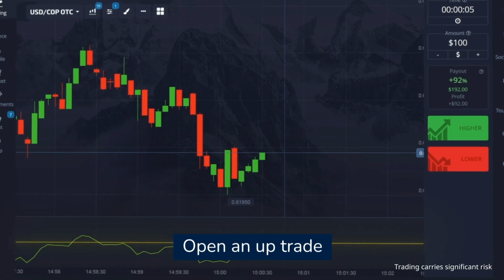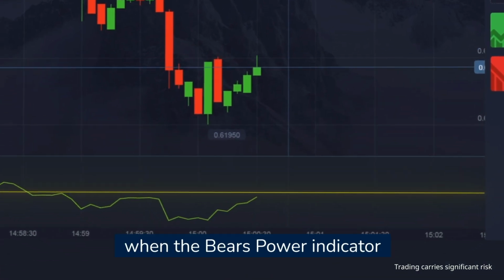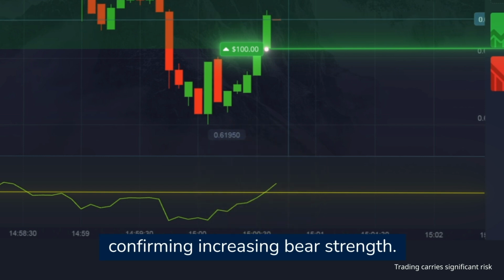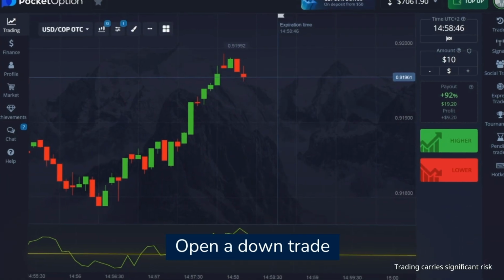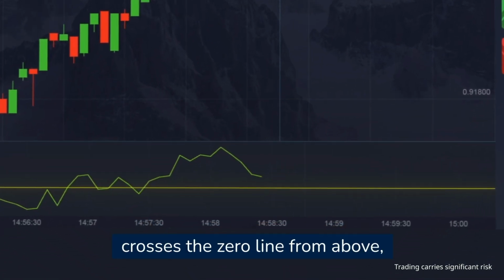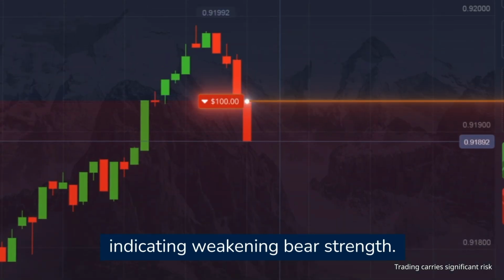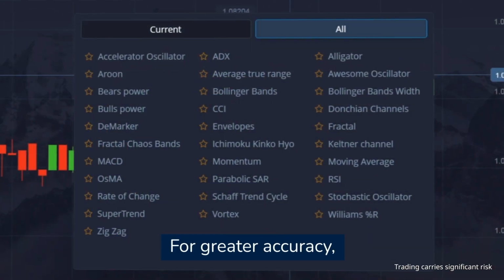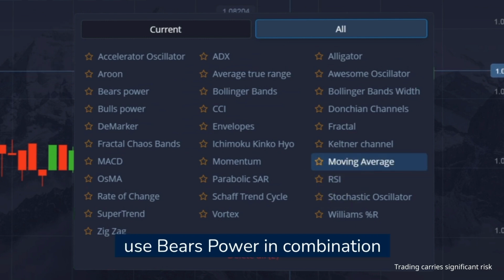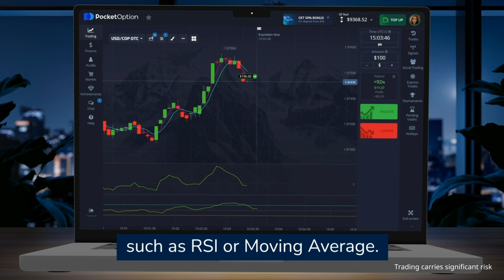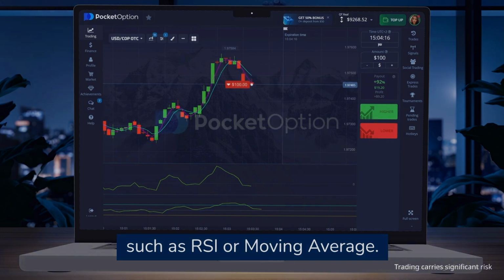Open an up trade when the Bears Power indicator crosses the zero line from below, confirming increasing bear strength. Open a down trade when the indicator crosses the zero line from above, indicating weakening bear strength. For greater accuracy, use Bears Power in combination with other indicators such as RSI or moving average.